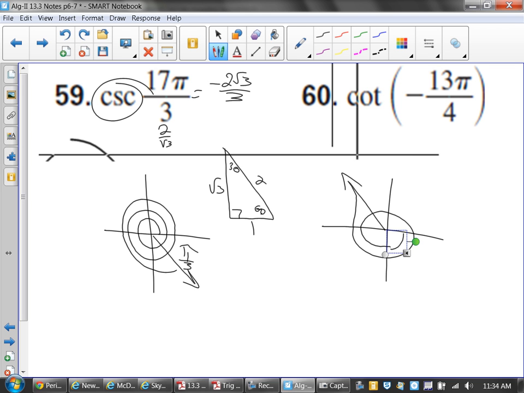What quadrant are we in? Second. I'm in the second quadrant. So, is tangent positive or negative in the second quadrant? Negative. So your answer is?